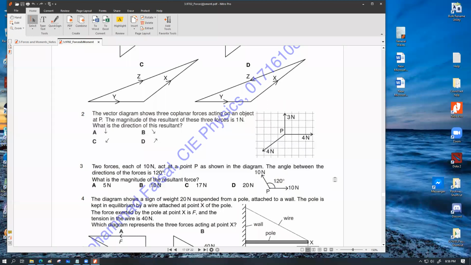What is the direction of this resultant? What do you think? One of your friends responded D.